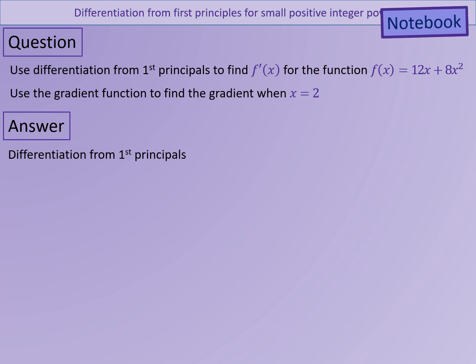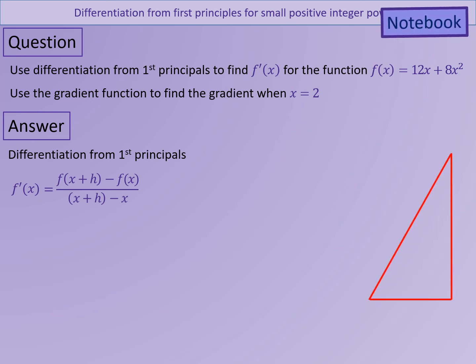So first of all, we are differentiating from first principles, and therefore we would write down the formula that we would need to do that, which is this one. Don't forget that it could be dy by dx equals, but I'm using f dashed x because of the function that I'm given in this question. So again, it's all about the difference in y over the difference in x. This will give us the gradient of the chord, and then I'm going to consider what happens as h gets smaller and smaller.